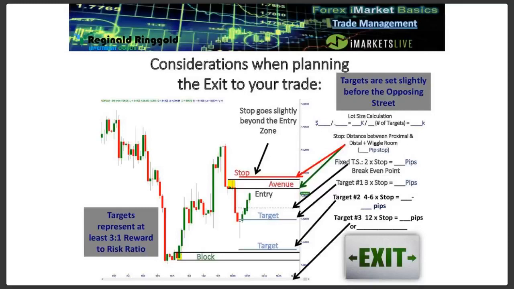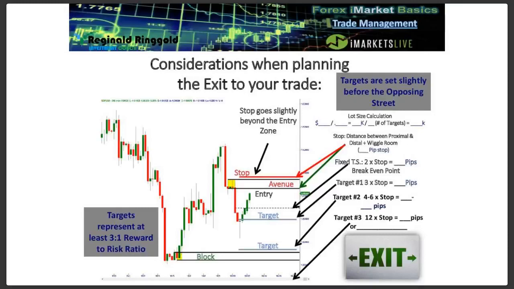Notice, it says 3 times the stop equals, etc. If my stop happens to be 20 pips, my first target is going to be 60, because it's 3 times the stop size. My second target happens to be 4 to 6. Third target, I'm putting it very far away, but I'm going to use the chart.